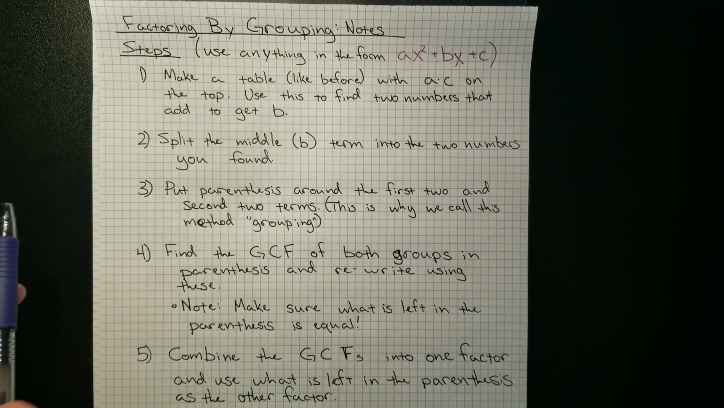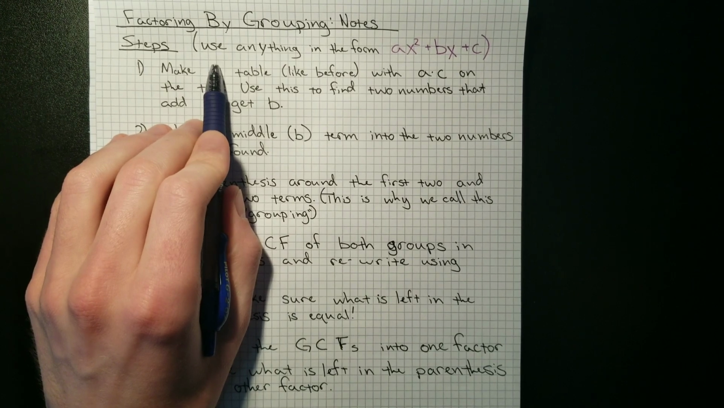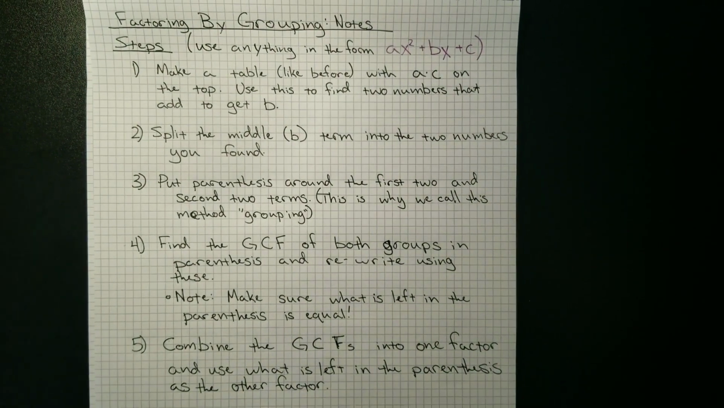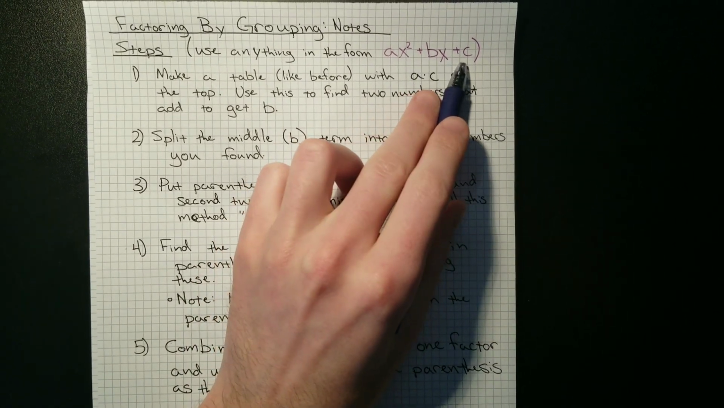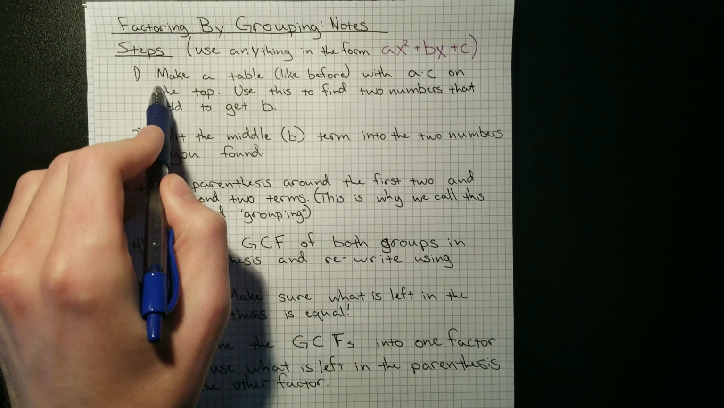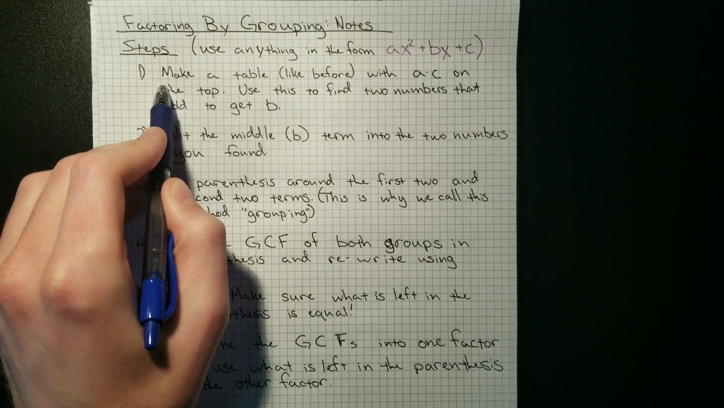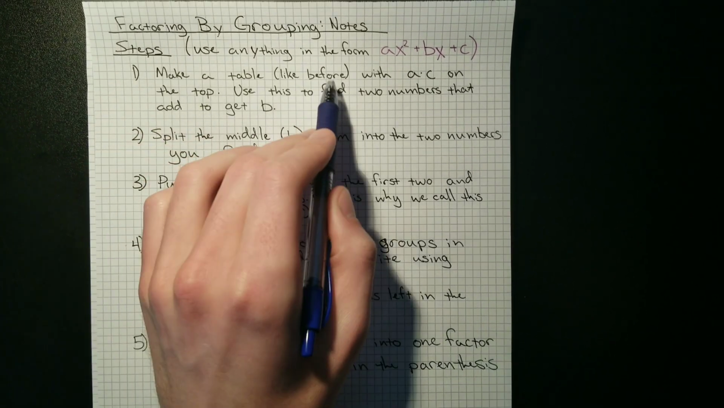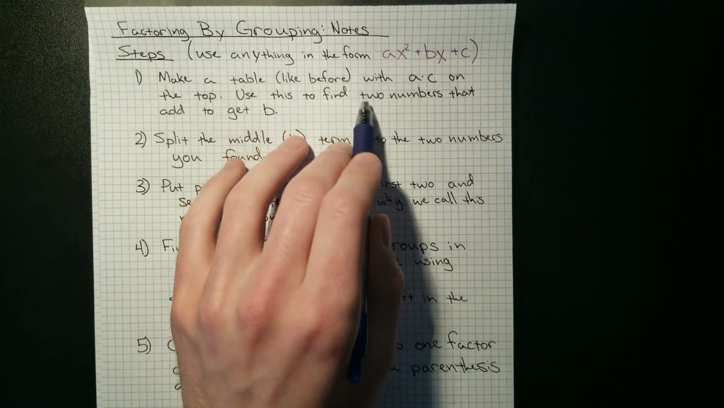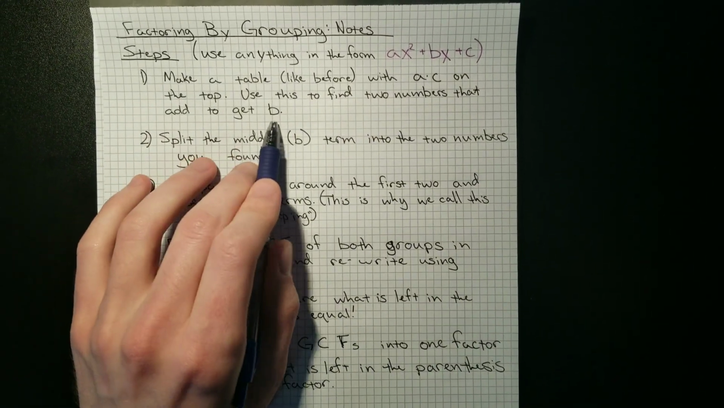So the first thing that we're going to do, remember all of these polynomials are going to come in the form ax squared plus bx plus c. And so the first step is always going to be the same thing as before. We are going to make a table, like before, with a times c on the top, and we're going to use that to find two numbers that add up to get b.